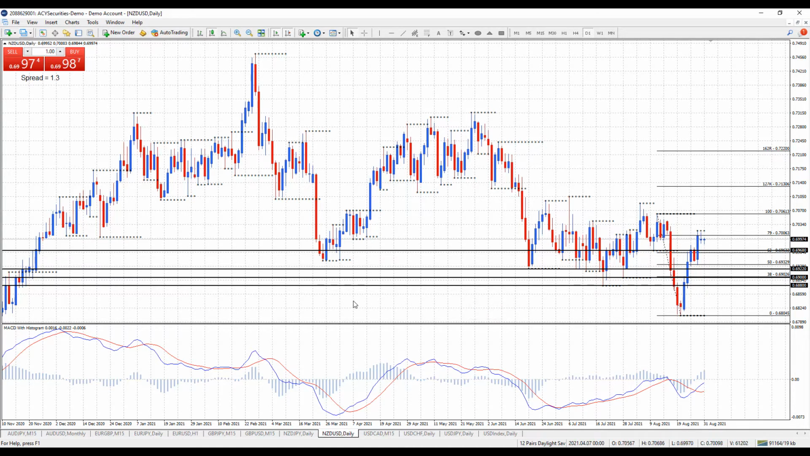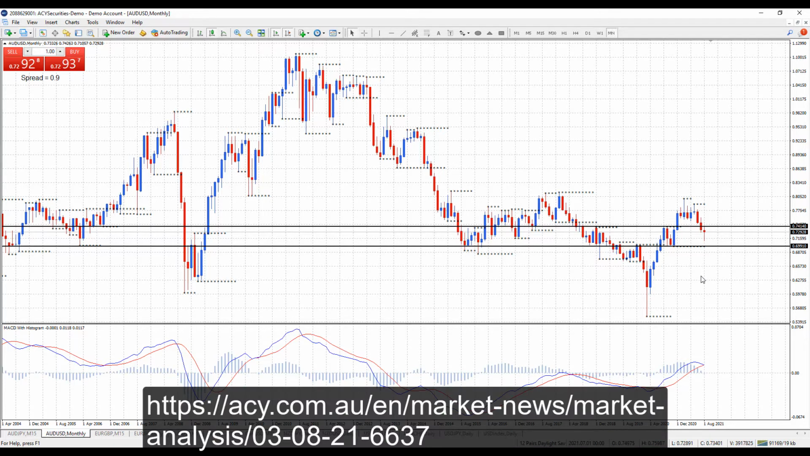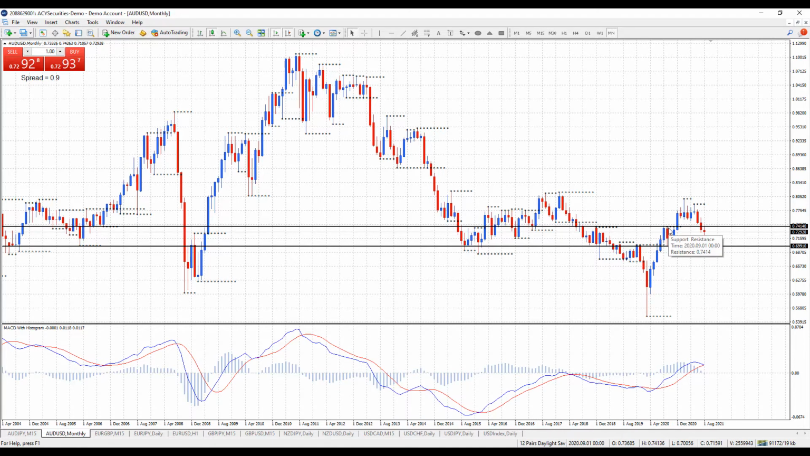Let's get into the Australian dollar today. And I want to start on the monthly chart. I reviewed this pair back on the 3rd of August. Nothing much changed on the monthly. We're being bound by this old top, which was support, now resistance at 74.14. So price has tested that area intra month. It's been bound at 74.14. It's getting capped there, and long-term support is down here at 69.91.